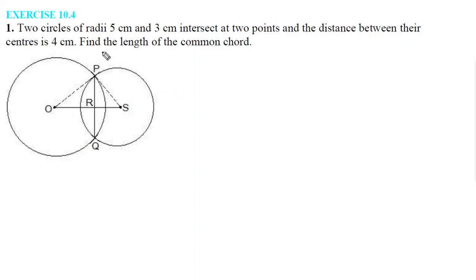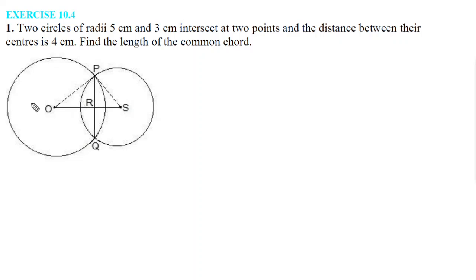So now we are going to discuss exercise 10.4. We'll start with question number 1. Two circles of radii 5 cm and 3 cm intersect at 2 points and the distance between their centers is 4 cm. Find the length of the common chord.